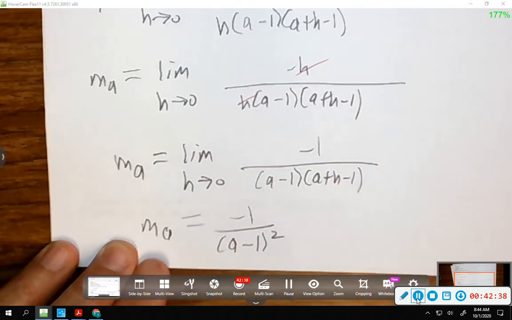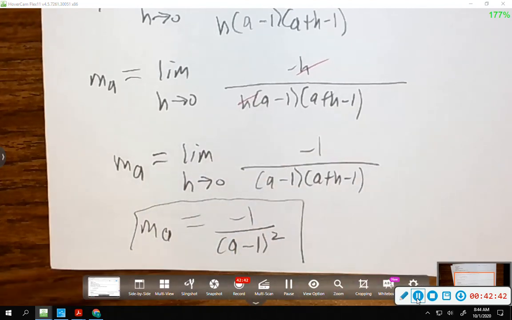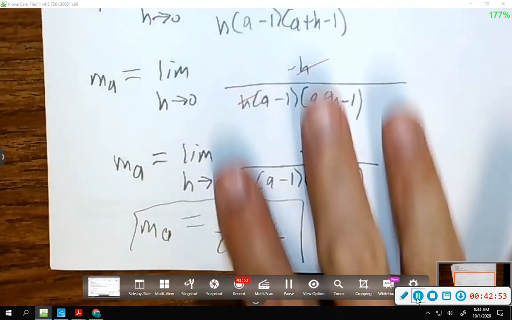That is the generic slope formula for this curve, and we're actually going to be able to find this later on doing what you did last year using the quotient rule. But this is where all that stuff comes from, is from using this limit definition.